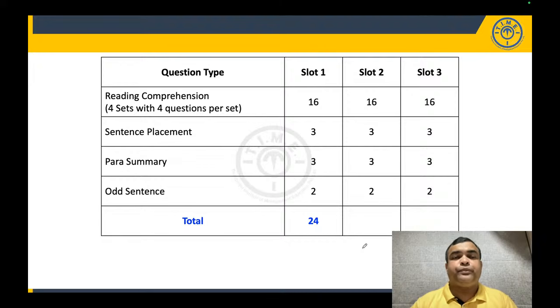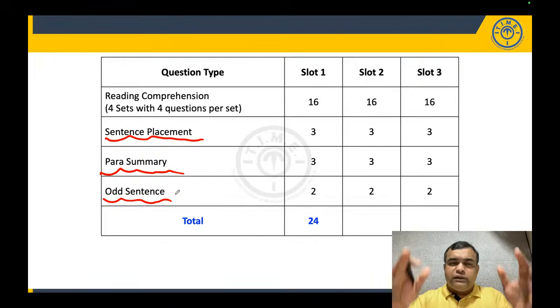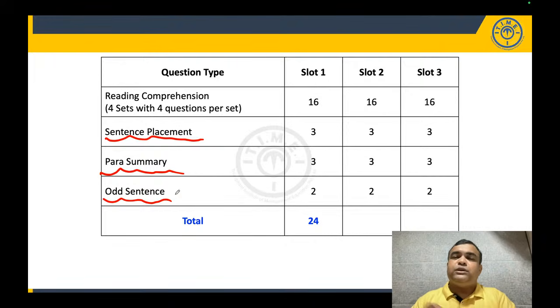Look at, this is a breakup. So out of 24 questions, look at slot 1. All the slots have the same breakup. 16 questions are on reading comprehension. So 4 sets into 4 questions per set. 3 questions were on sentence replacement. So एक sentence दिया है, passage में where I should put that sentence. Para summary and odd sentence out, they are given the number of sentences. So one sentence is not fitting in that passage, which is that sentence.